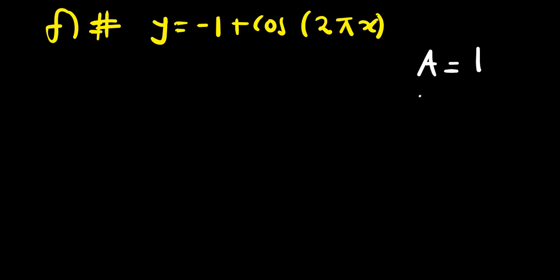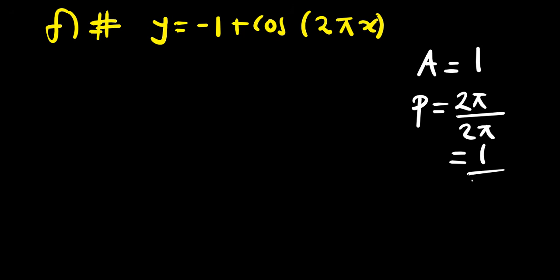Then we come to the period. The period is 2 pi over b. In this case, b is the coefficient that is attached to x. The coefficient that is attached to x, you're able to see that is 2 pi, right? So 2 pi divided by 2 pi, that will just be 1. Our period will be 1.